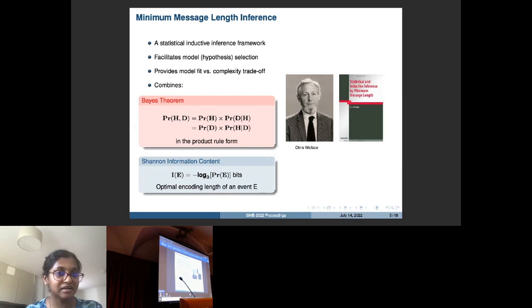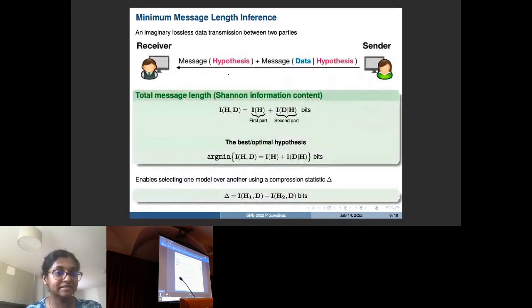With that, we see MML as an imaginary data transmission between two parties. Suppose that there is someone who wants to send some data, and some model or hypothesis that describes those data, jointly as a message in some binary transmission channel.